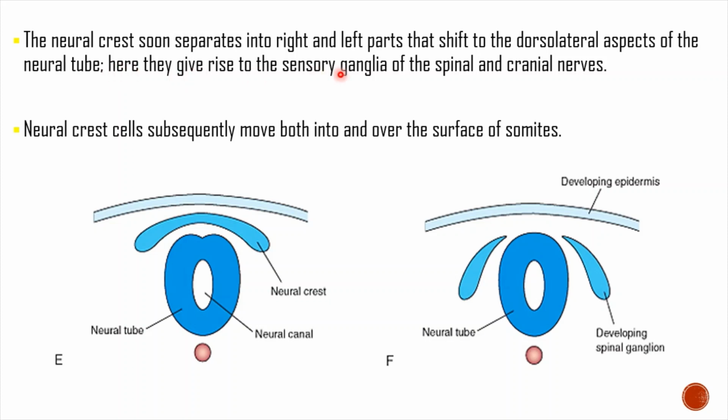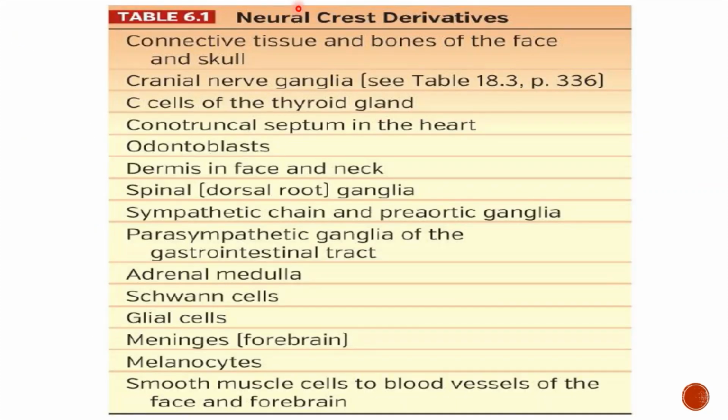Here they give rise to the sensory ganglia of the spinal and cranial nerves. Where there are ganglia, that is where cell bodies are found. These come from the neural crest. Neural crest cells subsequently move both into and over the surface somite. So these are the derivatives that come from neural crests.